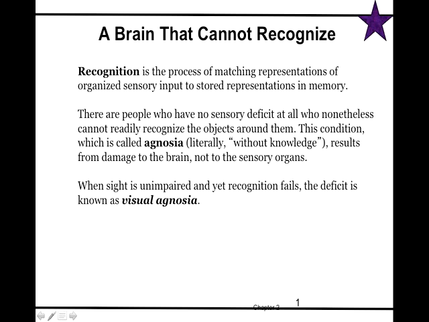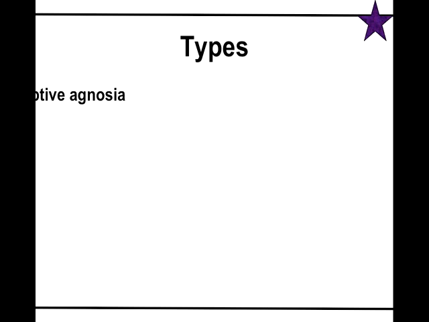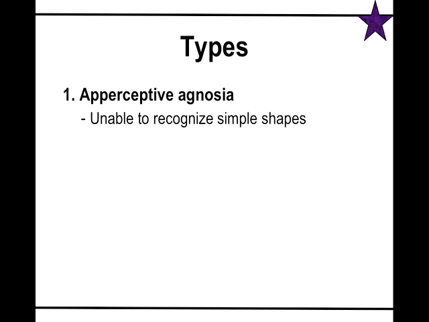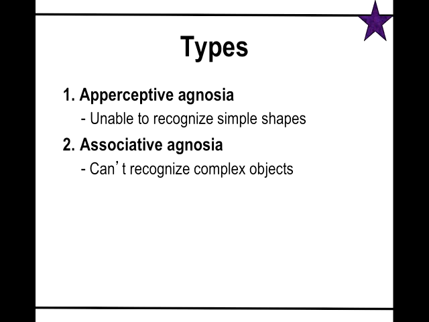So when your sight is fine and recognition is not, it's called visual agnosia. There's two types. Aperceptive agnosia, which is the inability to recognize simple shapes. The way I remember this one is that it is a complicated word to spell, and so it's the opposite. It's a simple one. So aperceptive agnosia is the simple shapes problem, like squares, triangles, rectangles. Associative agnosia is an inability to recognize complex objects. So I can't associate what those simple pieces are to the more complex picture.